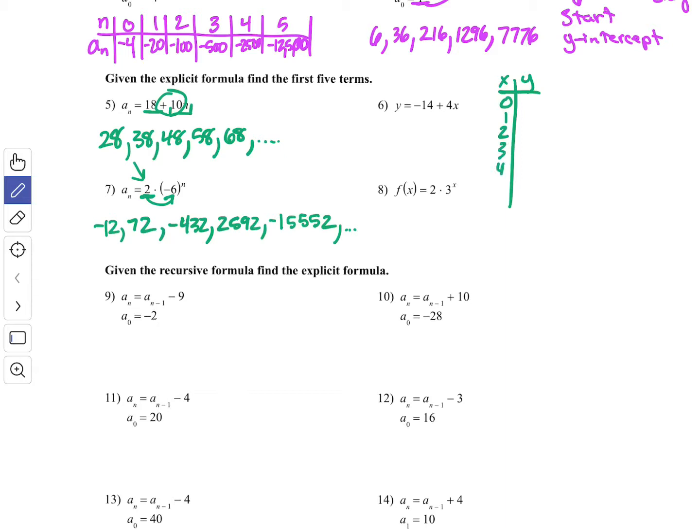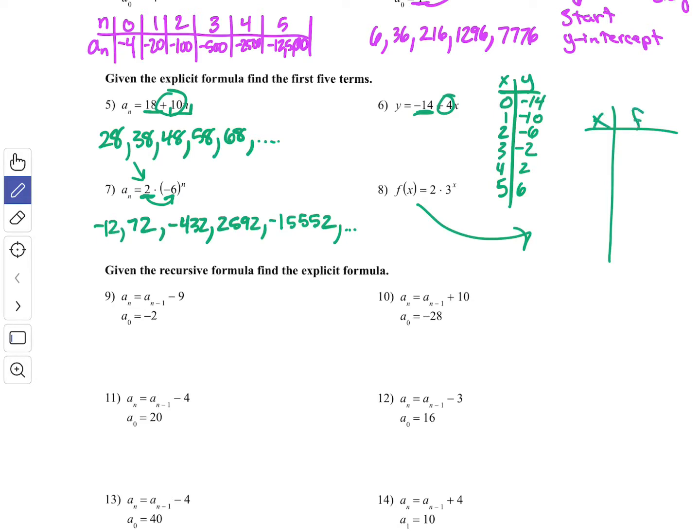But if I'm doing a table here, I can include my 0 term as long as I go to the 5th term. So my 0 would be negative 14, and then I'm adding 4 each time. So negative 10, negative 6, negative 2, positive 2, and then a positive 6, and so on.